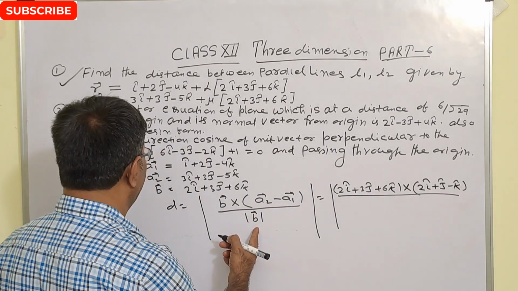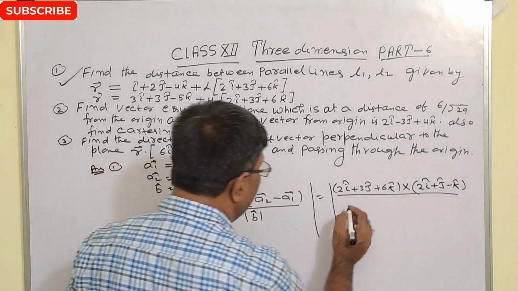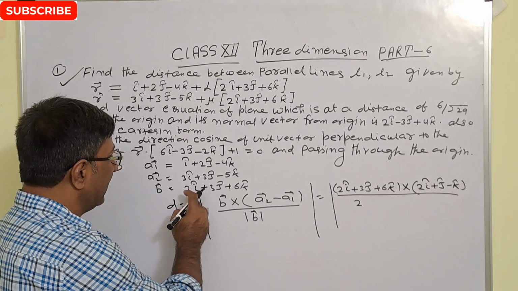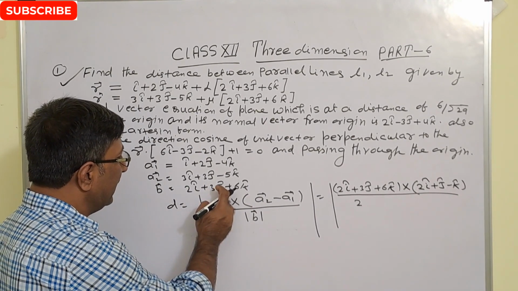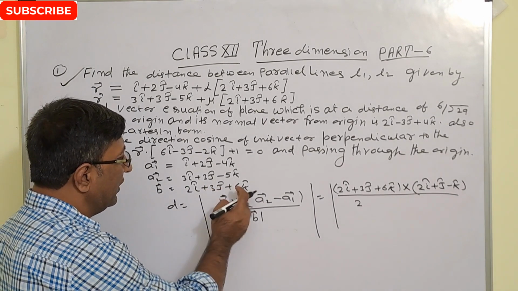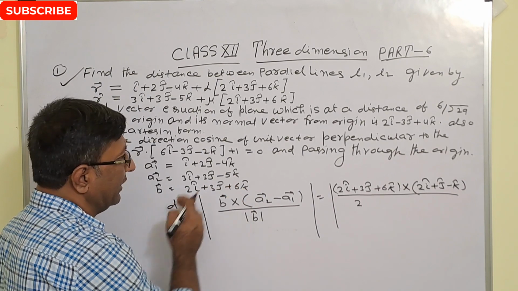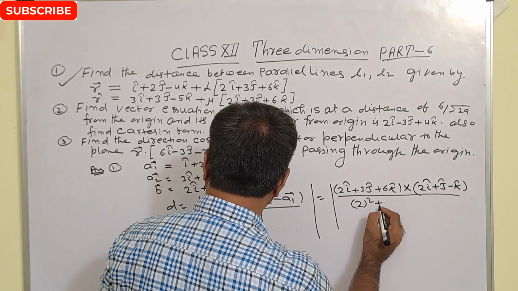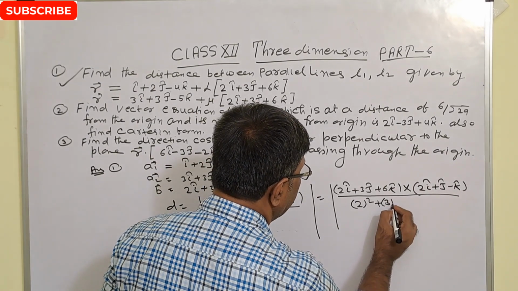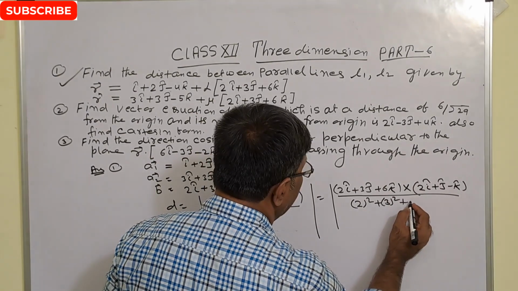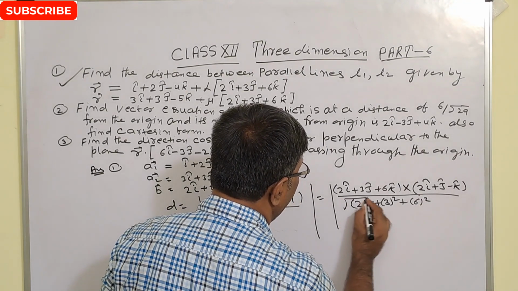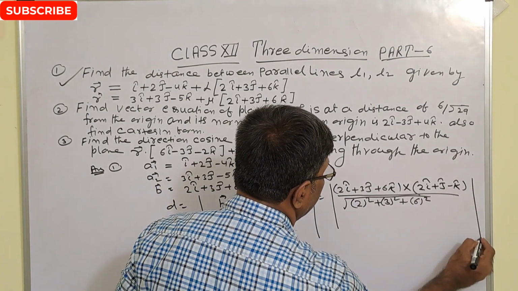the magnitude of B vector. So B vector is this. So we can write magnitude means coefficient of unit vector i squared, coefficient of unit vector j squared, coefficient of unit vector k squared. So we will get 2 squared plus 3 squared plus 6 squared. And this is what? Root under.